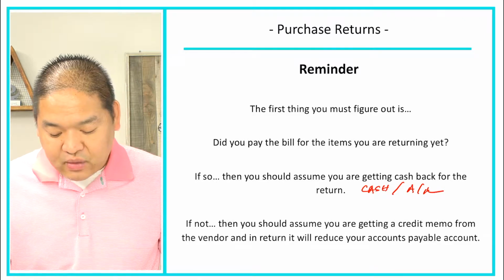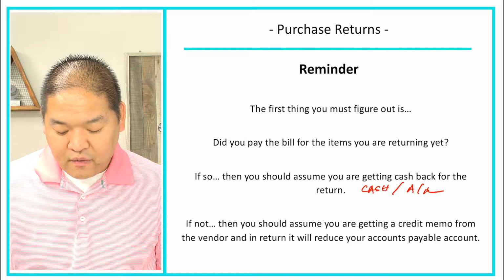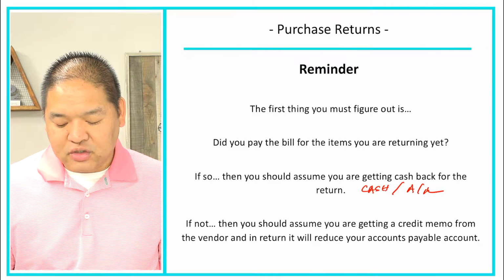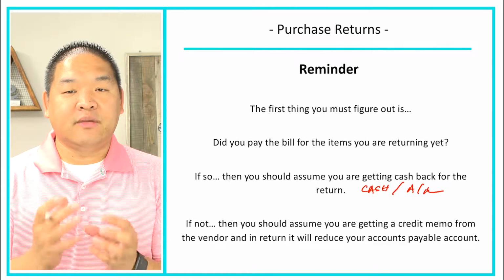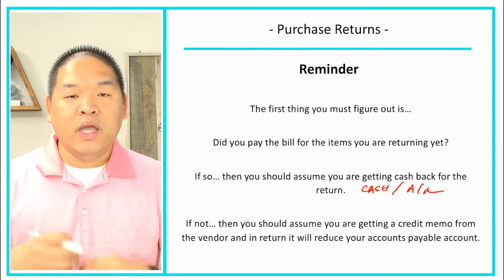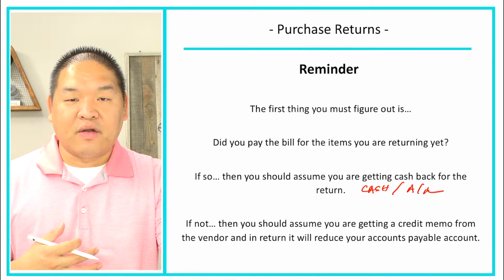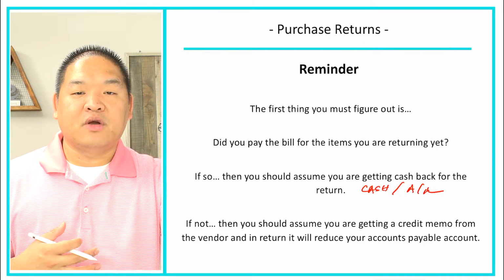Now, if not, then we assume that you're getting a credit memo from the vendor, and in return, it will reduce your accounts payable account. Now, to get a little bit technical, what would usually happen is we would send the product back to our vendor. Our vendor would issue something called a credit memo.